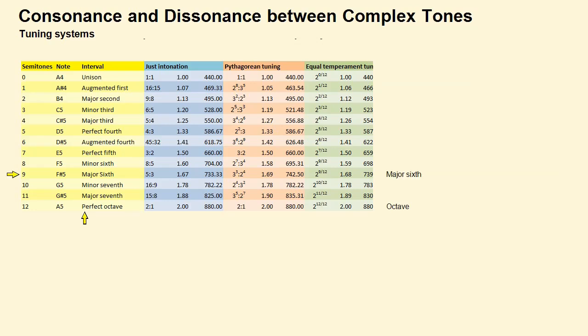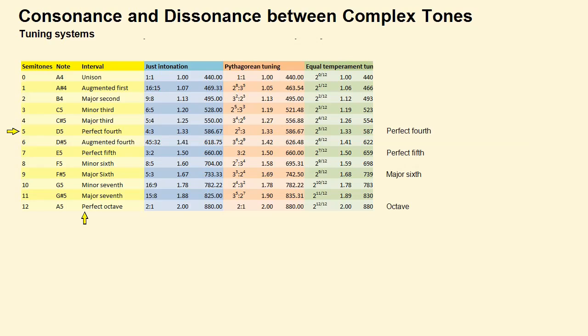The major sixth interval, 5:3, corresponds to the ratio between the harmonic fifth and third, 5F0 divided by 3F0 equals 1.67. The perfect fifth interval, 3:2, corresponds to the ratio between the third and second harmonics, 3F0 divided by 2F0 equals 1.5.